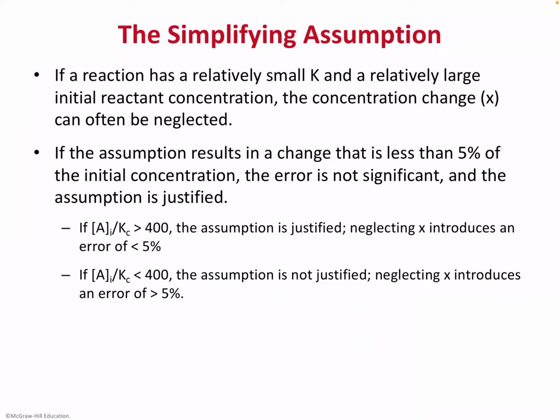How do we use the assumption? These assumptions are given. If a reaction has a relatively small K, what does a small K mean? Small K, equilibrium constant, meaning the reaction will not go forward very fast. And at the same time, if you have a relatively large initial reactant concentration, you started with a high concentration and also you have a smaller K, then the concentration change x can often be neglected.